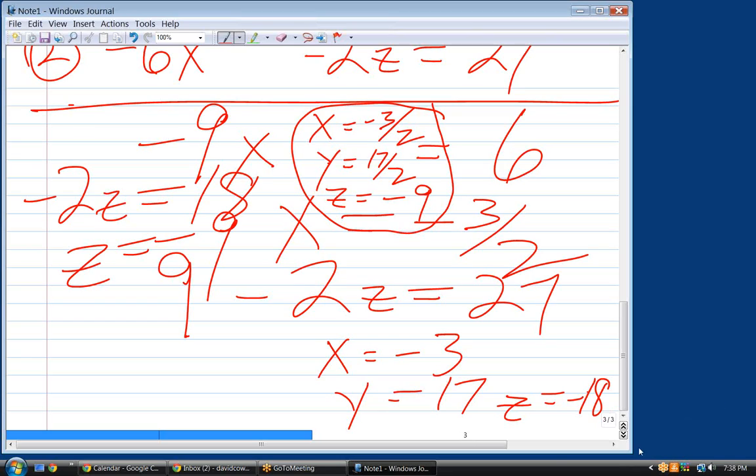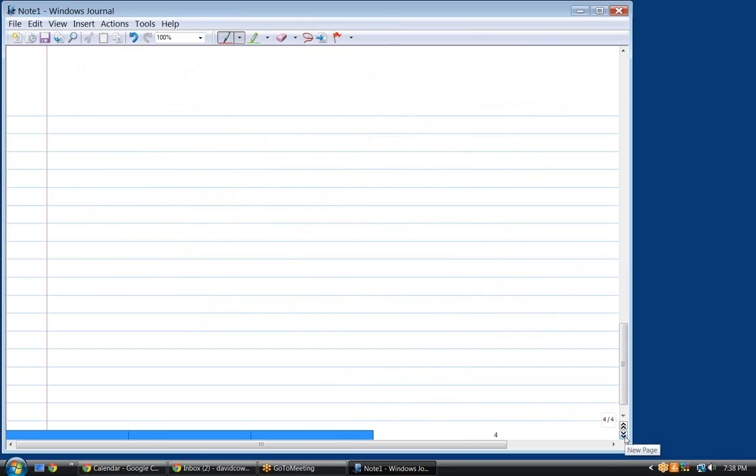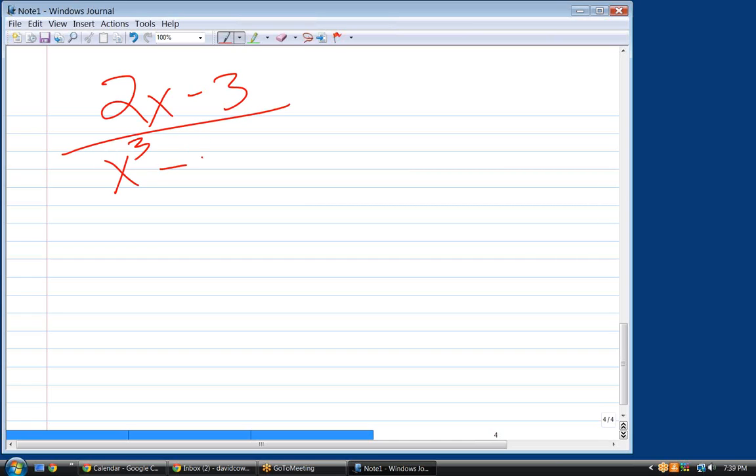Okay. All right, what else you got? The next one is, what is the correct form of the partial fraction decomposition for 2x minus 3 over x cubed minus x squared?